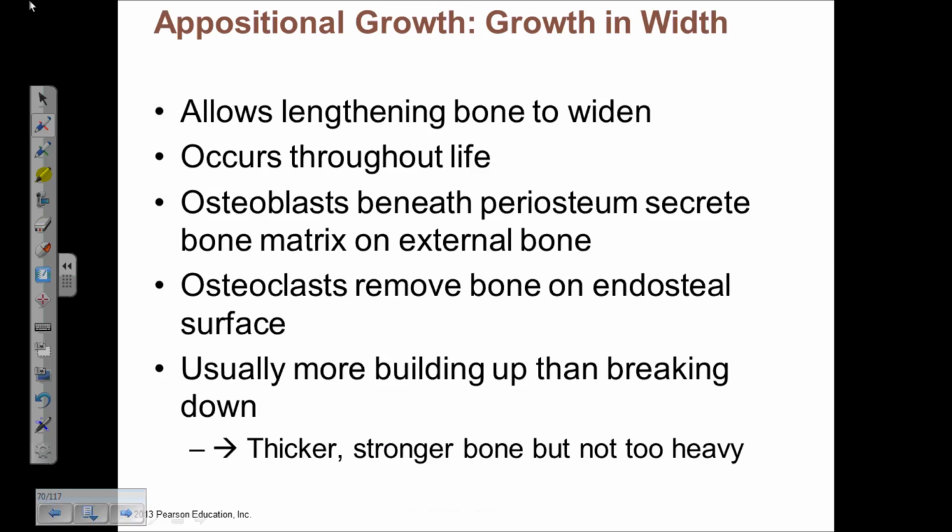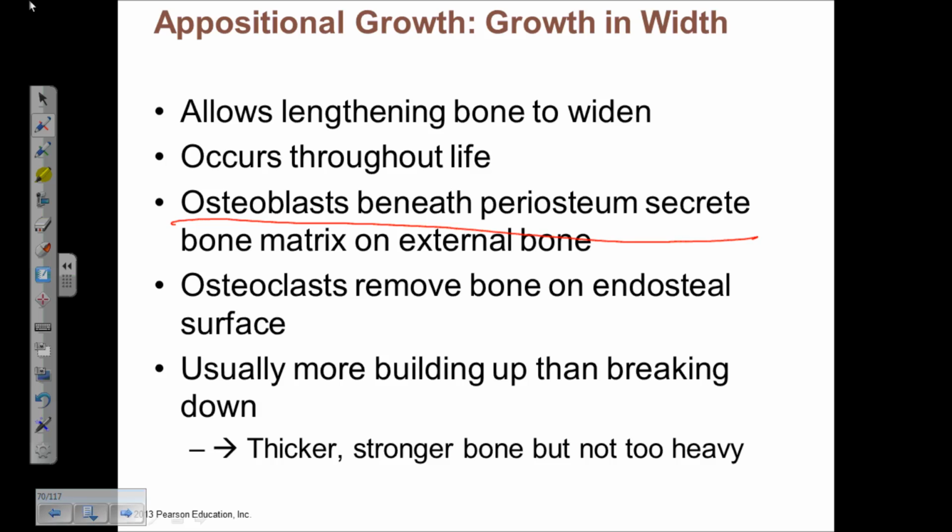Appositional growth is the growth of the bone that allows it to become thicker. For instance, as we mentioned, if you do weightlifting, even if you're 35, your bones will become thicker because they have to carry a larger weight. So what happens is osteoblasts that are located beneath the periosteum will secrete matrix on the external surface of the bone. Okay?